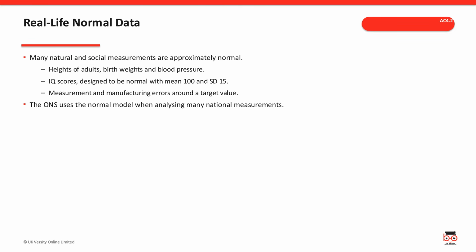Plenty of real measurements are close to normal. Adult heights, birth weights, and blood pressure all follow that bell shape. IQ scores are deliberately designed to be normal, with a mean of 100 and a standard deviation of 15. And measurement and manufacturing errors tend to cluster normally around a target value, which is why the Office for National Statistics leans on the normal model when analyzing so much national data.